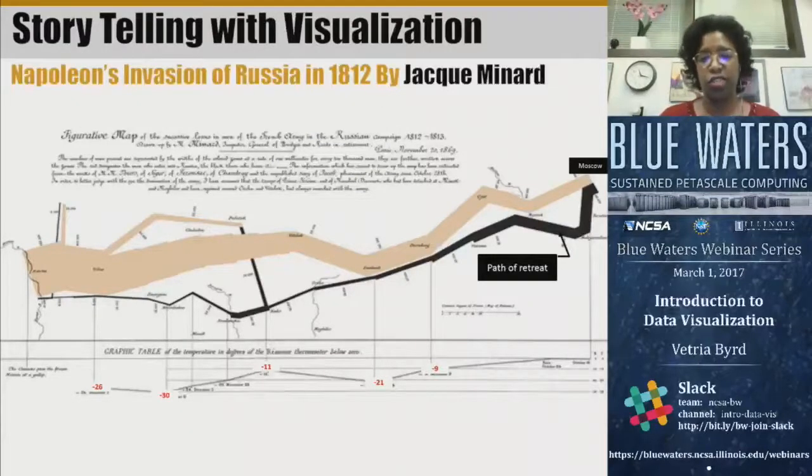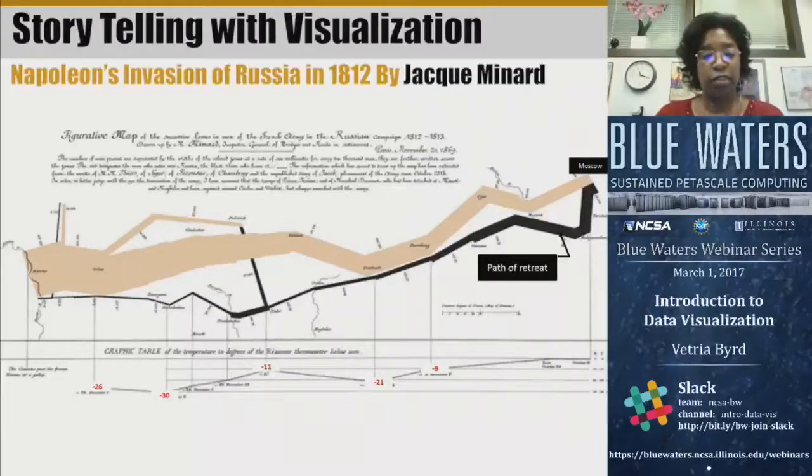No introduction to data visualization, in my mind, would be complete without a reference to this very well-known visualization. I'll take a moment to trace through it and point out some key features. If you have not seen this visualization, I think it will be very interesting to you. If you have seen it, I think it still would be very interesting. So let's talk about what this is. This is storytelling with visualization, and it is a depiction of Napoleon's invasion of Russia. If you Google this, you will see many different versions of this visualization as well.